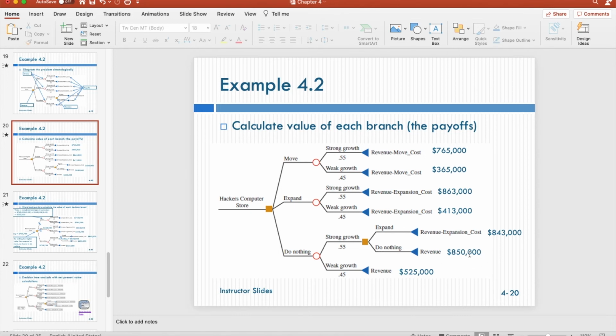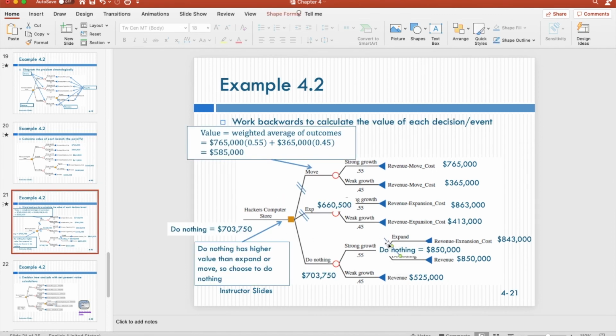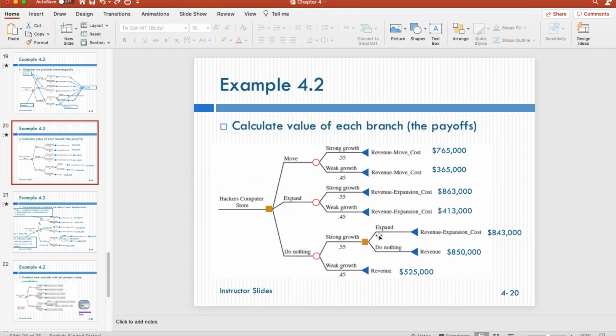Why not just do nothing and get this high profit? So that's why here, between expand or do nothing, for this sub branch, you should choose do nothing. Once you choose do nothing, that's why here you will not consider expand anymore. Basically, you will ignore this sub branch.